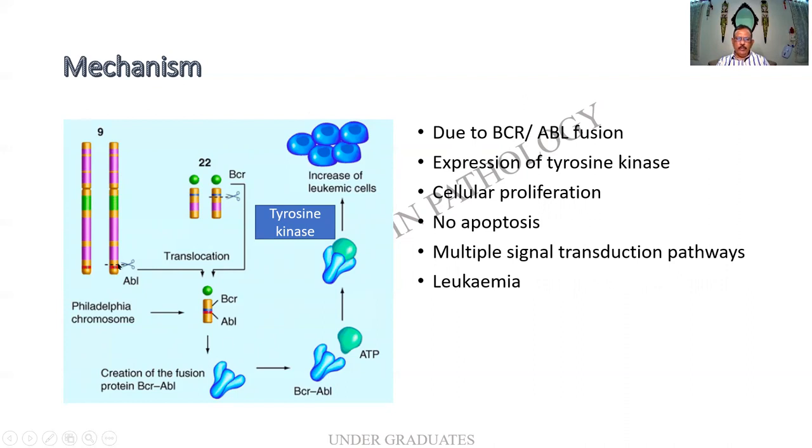So in the Philadelphia chromosome, there is a translocation. You get the BCR-ABL gene, and there is a fusion of this, and it leads to ATP being attached, release of the tyrosine kinase, which leads to an increase in the leukemic cells, or the formation of leukemia.